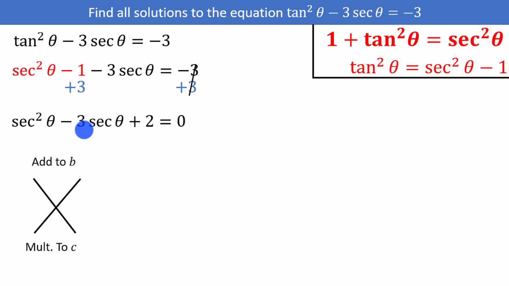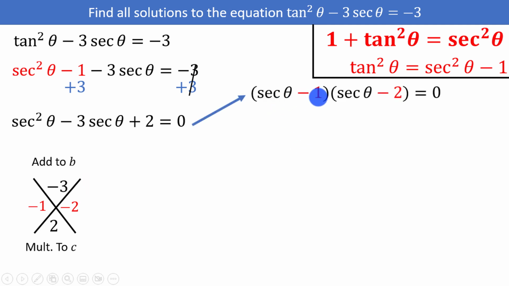We need two numbers that add to our b coefficient of negative 3 and multiply to our c term of positive 2. The two numbers are negative 1 and negative 2. Negative 1 times negative 2 is equal to positive 2, and negative 1 plus negative 2 is equal to negative 3. That means this can be factored as secant of theta minus 1 times secant of theta minus 2. By the zero product property, we know that either secant of theta minus 1 is equal to 0, or secant of theta minus 2 is equal to 0.